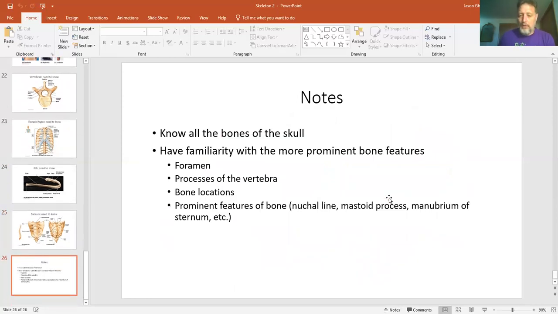Familiarize yourself with all of these bones. Be familiar with those foramen, those processes, the locations. There's some examples like the nuchal line in the back of the head, the mastoid process right behind the ear, the manubrium at the top of the sternum, etc. Be familiar with all of that. That will end skeletal lecture number 2.